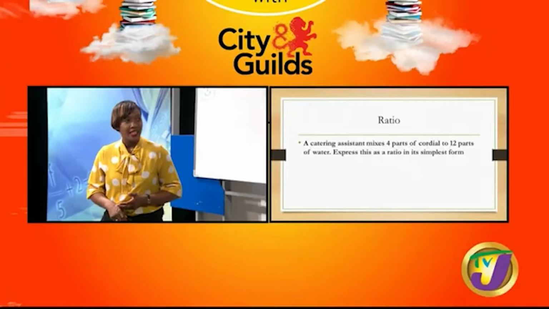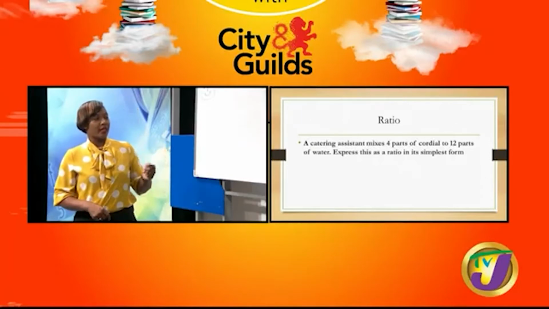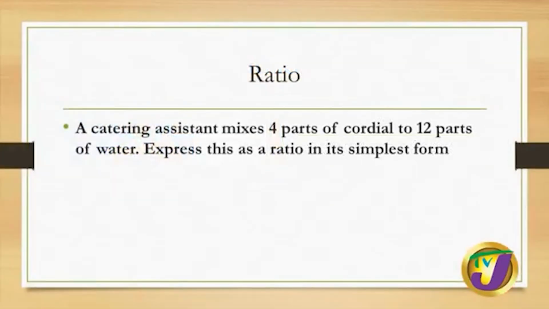Let us look at some questions from the City and Guilds exam. Our first topic for the day is ratio. First question. A catering assistant mixes 4 parts of cordial and 12 parts of water. Express this as a ratio in its simplest form.